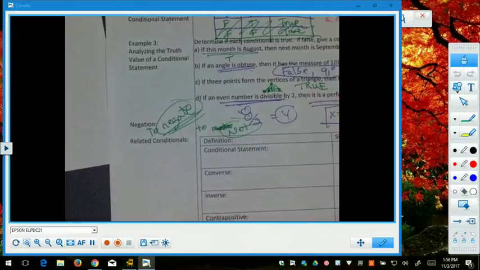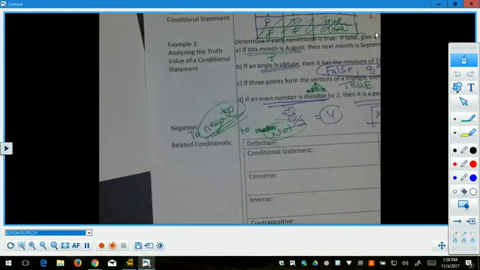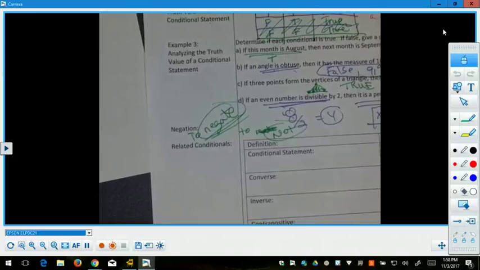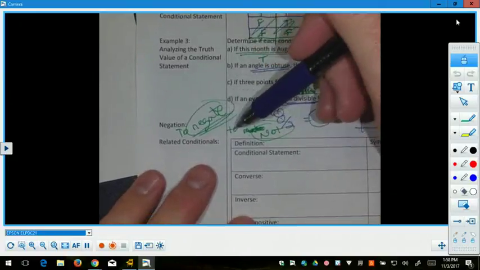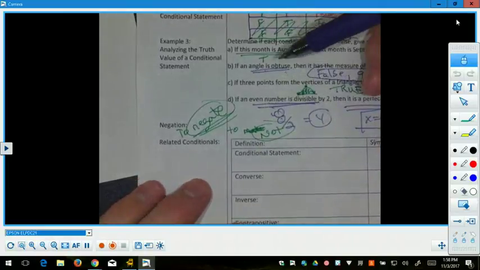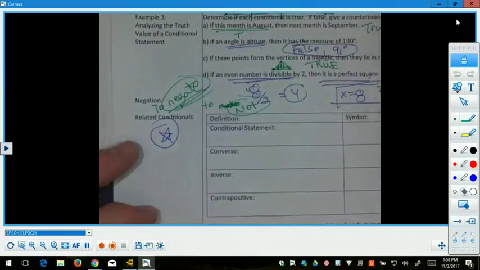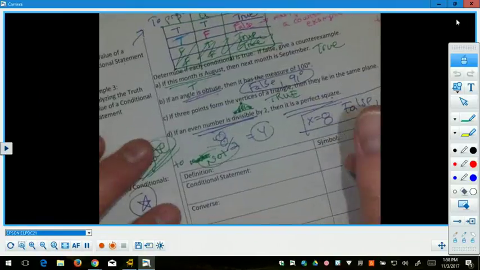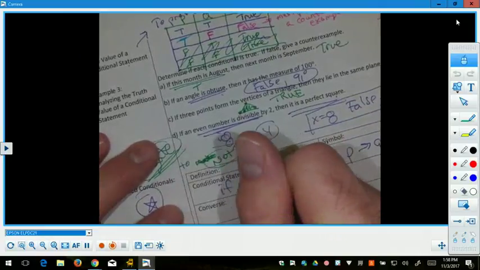Okay? So for example, let me give you a crazy example. My crazy example is not loading, so I'm not able to pull it up on the screen. So here's the idea. If I gave you the sentence, the sky is blue, you would negate it by saying the sky is not blue. So here are some things that we call related conditionals. The original conditional statement is P arrow Q. It's if P, then Q.